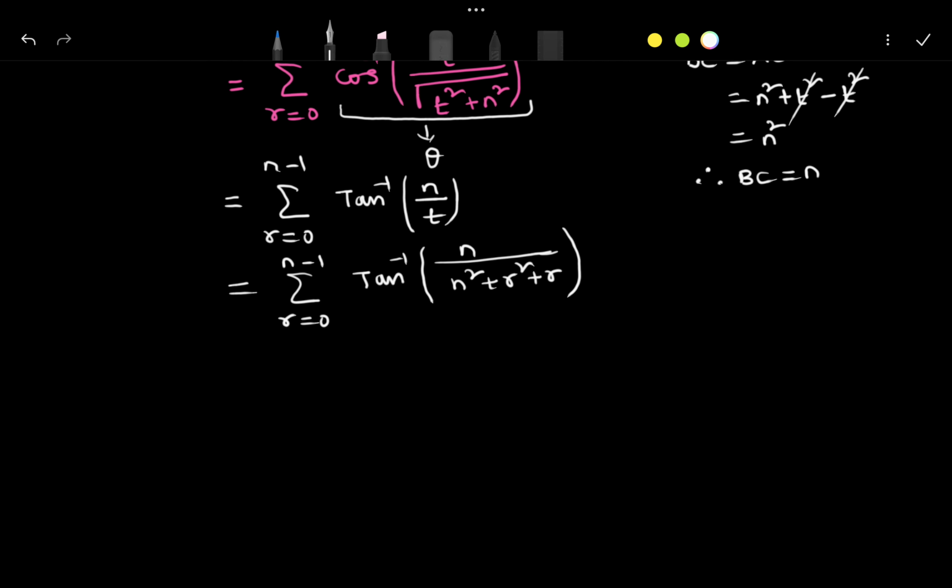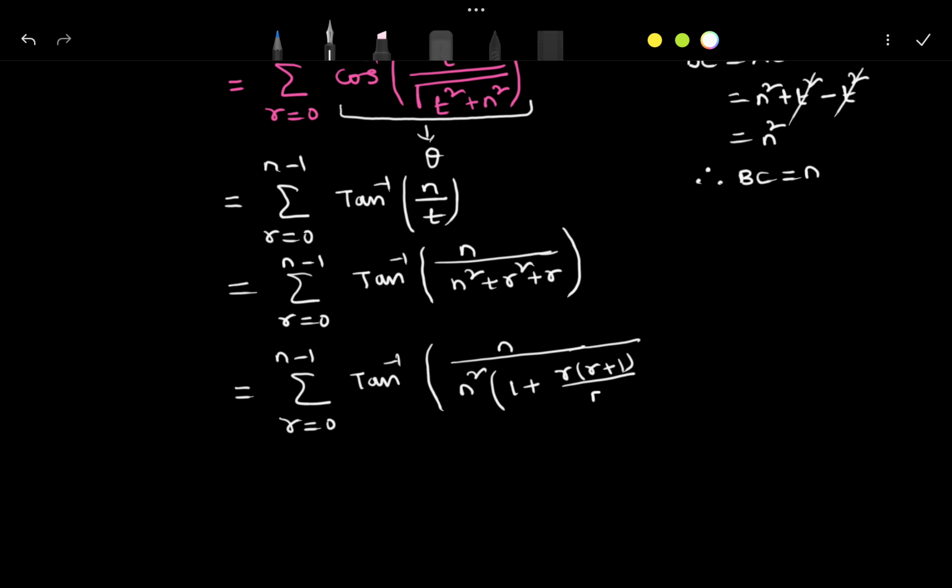If you take n square as the common denominator, sigma r equals 0 to n minus 1 of tan inverse of n whole divided by n square into 1 plus r into r plus 1 whole divided by n square. N square we can write as n into n. Now here one n will cancel, so the numerator value will be 1 by n.